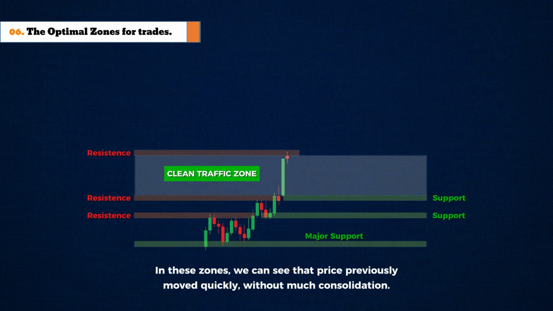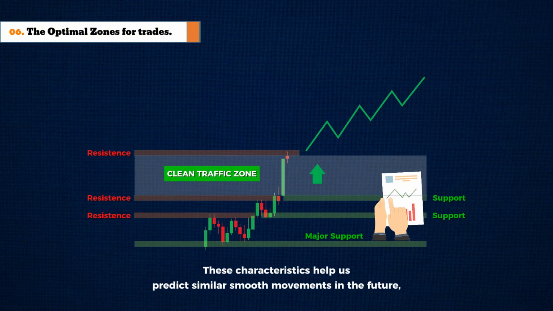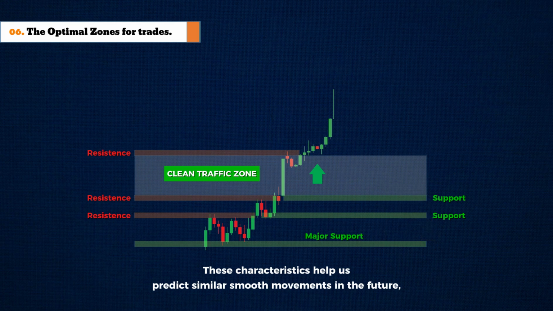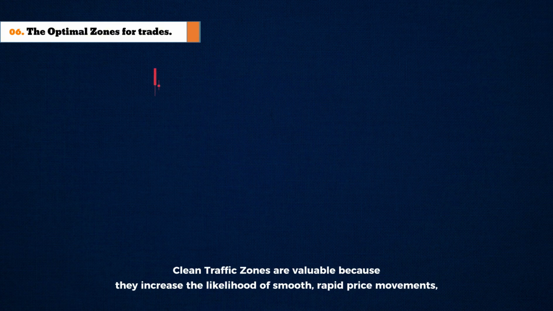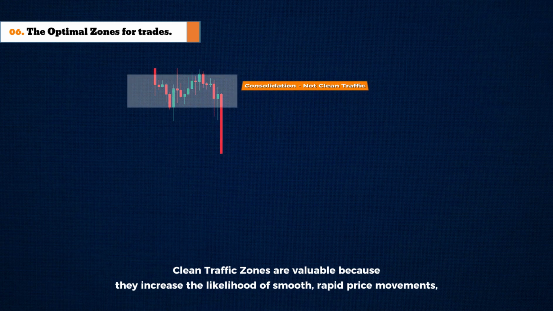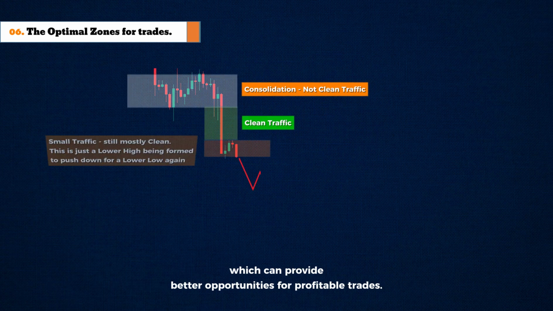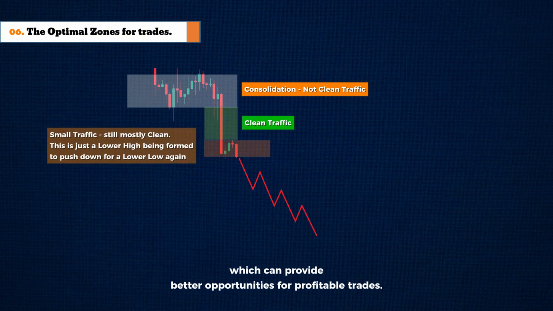In these zones, we can see that price previously moved quickly without much consolidation. These characteristics help us predict similar smooth movements in the future, especially when analyzed on higher timeframes, like the 4-hour or daily charts. Clean traffic zones are valuable because they increase the likelihood of smooth, rapid price movements, which can provide better opportunities for profitable trades.